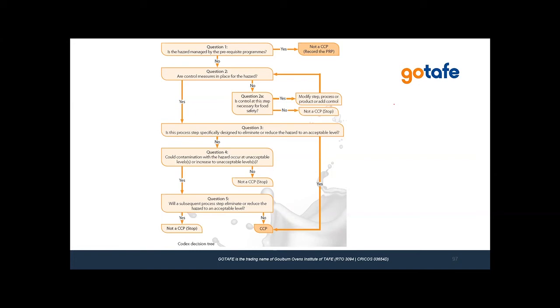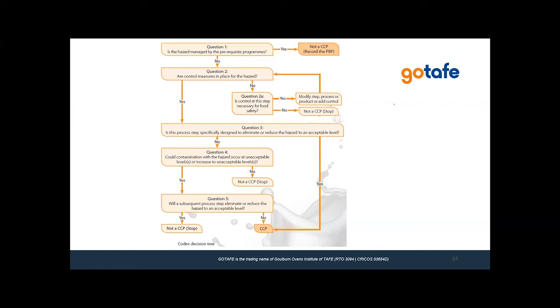So if the answer is yes, you have to go to question 5. So will a subsequent process step eliminate or reduce the hazard to acceptable levels? A lot of the time you have to go to question 5 because you have to decide whether a following step is going to control the hazard. So if the answer is yes, obviously you have another step, which is a critical control point, going to eliminate or control the hazard. If the answer is no, it must be a critical control point.